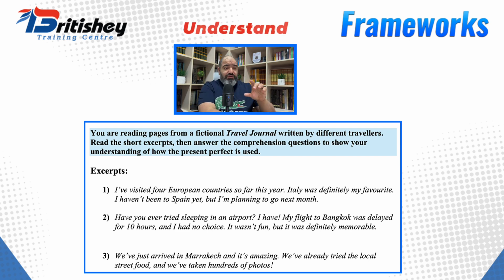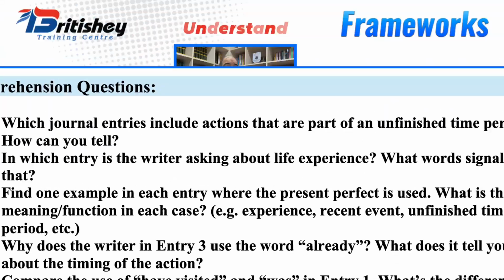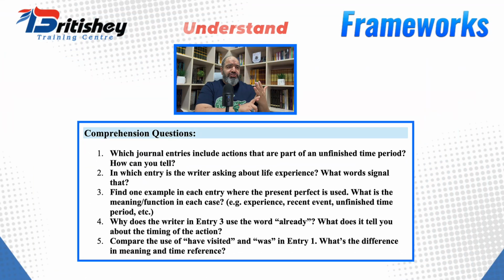And then you give the students questions like these. You have 5 questions here. Which journal entries include actions that are part of an unfinished time period? How can you tell? In which entry is the writer asking about life experience? What words signal that? Find one example in each entry where the present perfect is used. What's the meaning, function in each case?